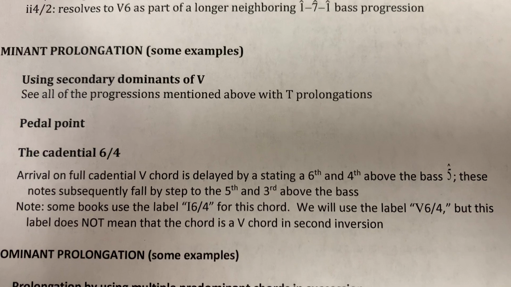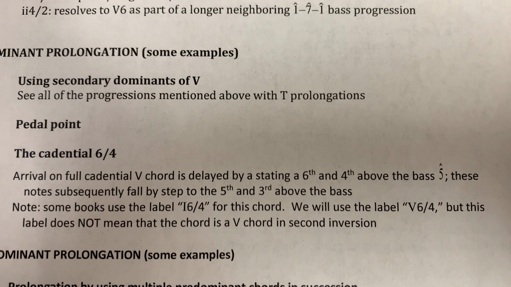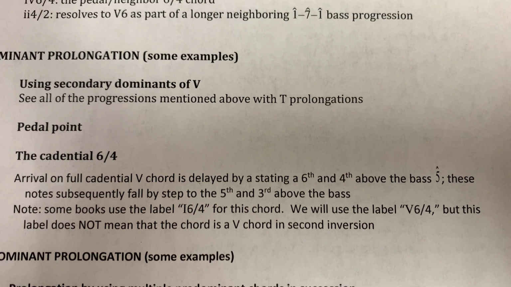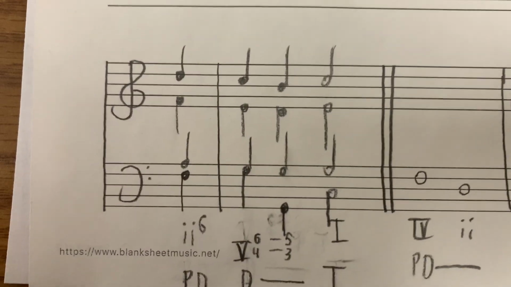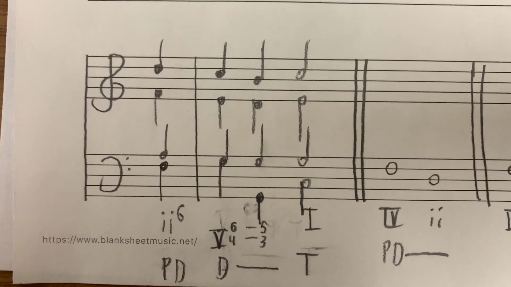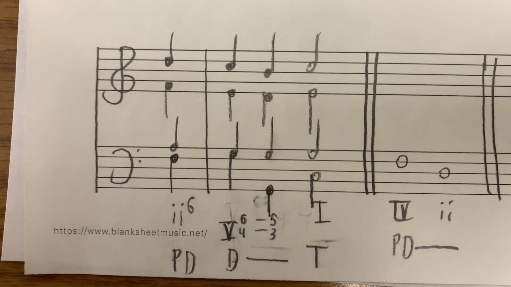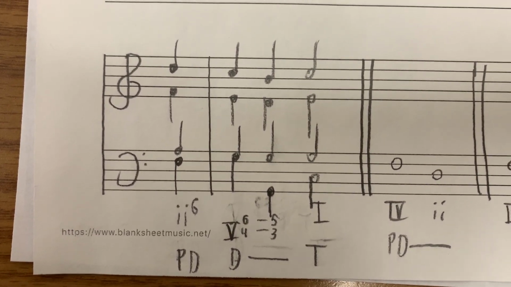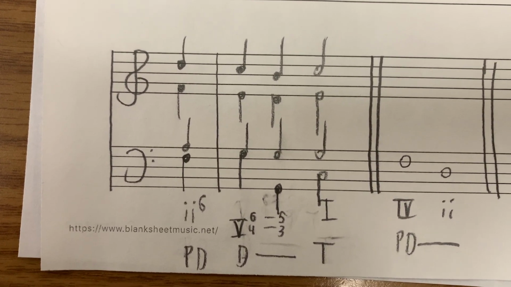Basically, in the cadential 6/4, the arrival on the full root position 5 chord is delayed by stating a 6th and the 4th above the bass. And then these notes, the 6th and 4th above the bass, fall down to the 5th and 3rd above the bass. Let me show you an example here. So right here, you'll notice I also wrote the predominant chord just for demonstration. A lot of times when we get to the cadential 5 chord, you'll see that scale 5 is available for 2 chords in the bass. That's a good giveaway that the composer is probably using a cadential 6/4.